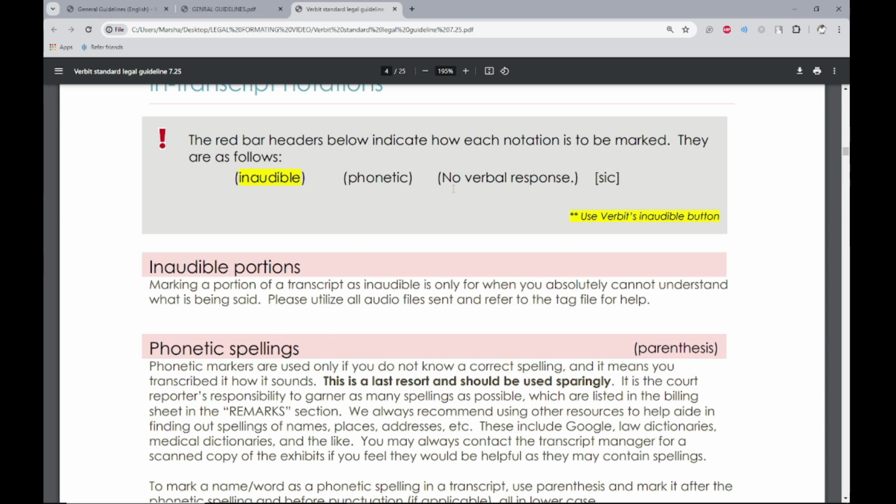For no verbal response, note the way it is written, with a full stop there. That's how you're supposed to put it. This occurs when the witness is asked a question and just nods their head, so you are not able to hear what they are saying. That is called a non-verbal response, and the speaker ID will be the person who was asked the question. If it's A or the witness, that will be the speaker ID.